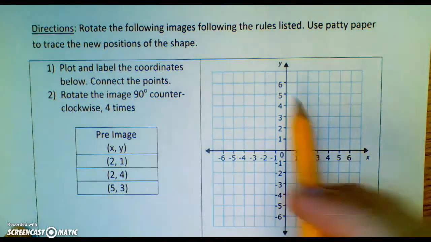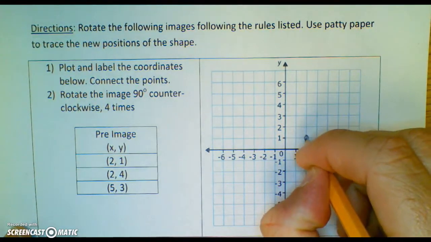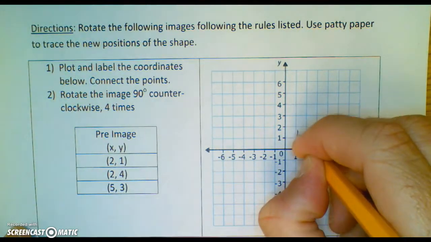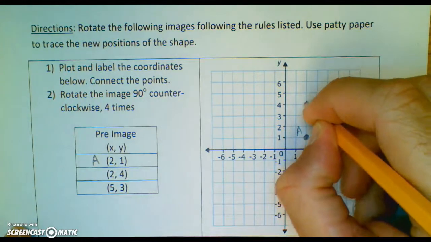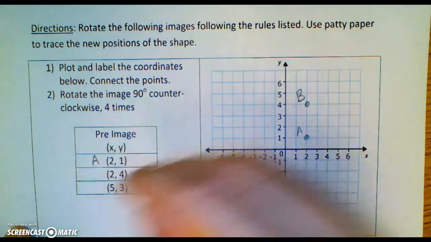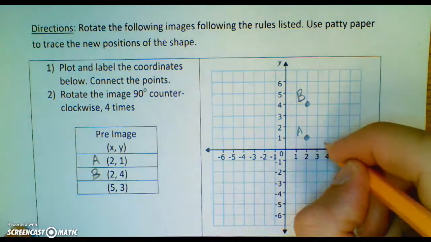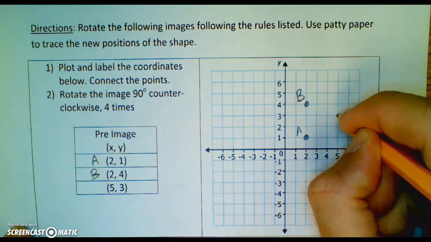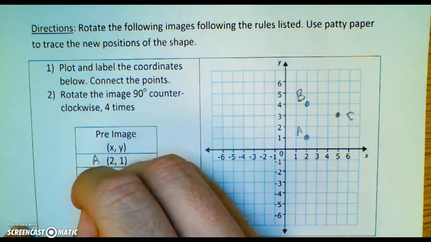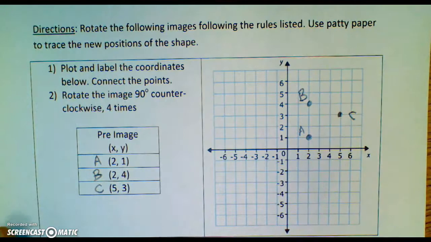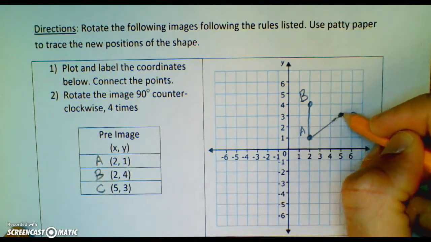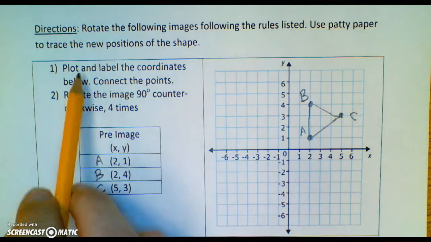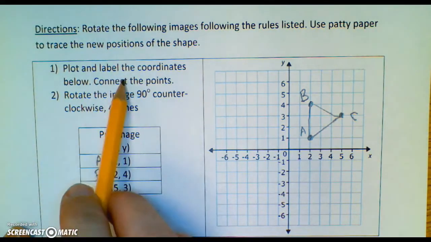So I'm going to plot 2, 1. I'm going to name it A. 2, 4, B. And then 5, 3, C. That's my original shape. It's a triangle, so I can connect the dots. So I plotted and I labeled the coordinates, and then I connected the points.